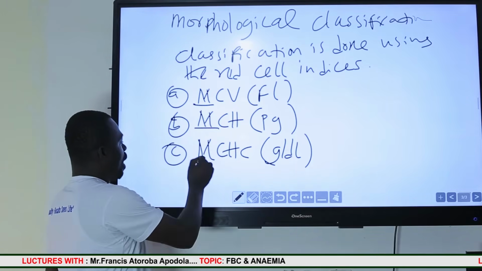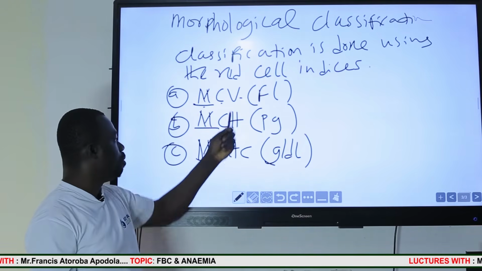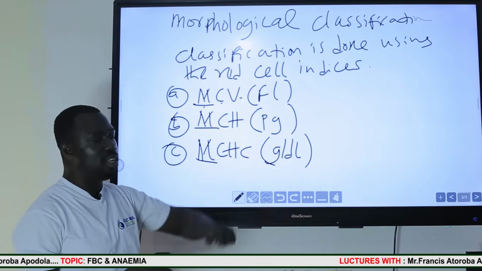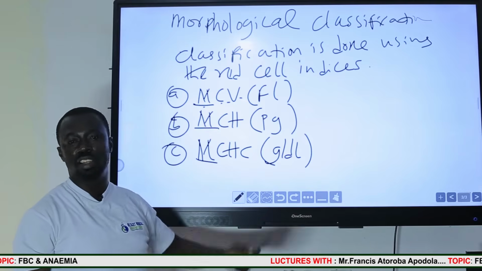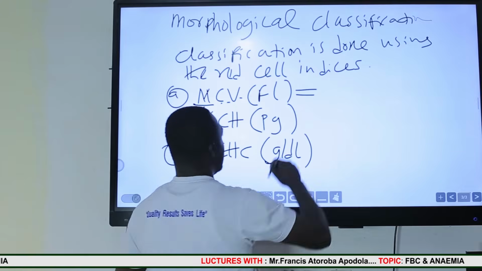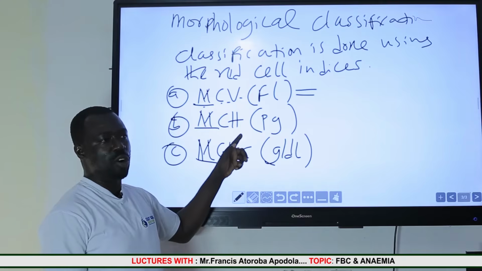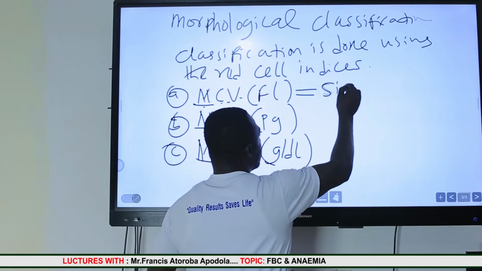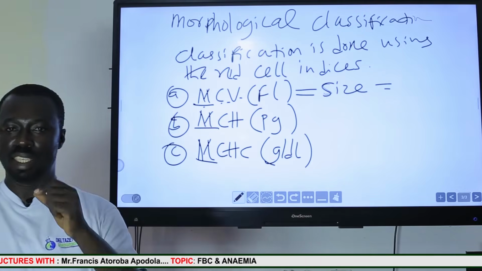The M here, they all denote what? Mean or average. So this is mean cell volume. All this is talking about only red blood cells. So when we say mean cell volume, we are talking about the volume. Mean means average. So the average volume of the red blood cell is known as the mean cell volume. And volume, in this particular context, volume of the red blood cell is synonymous with the size. So the mean cell volume is actually referring to the size of the red blood cell.